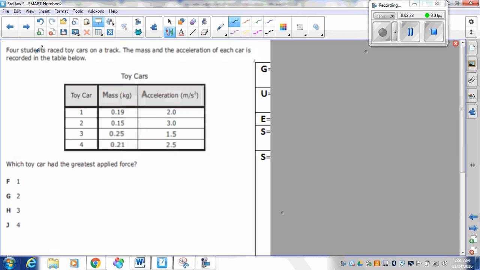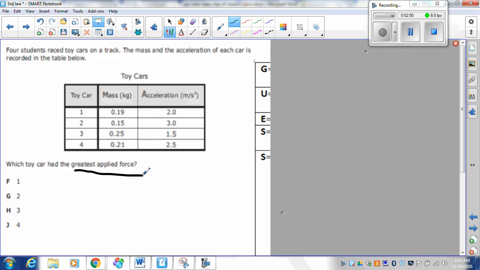So, 4 students race toy cars on a track. The mass and the acceleration of each car is recorded in the data table below. So now I see the masses are all different. So the accelerations are different. So that means the forces are different. They didn't all do the same force. Okay, which toy car had the greatest applied force?